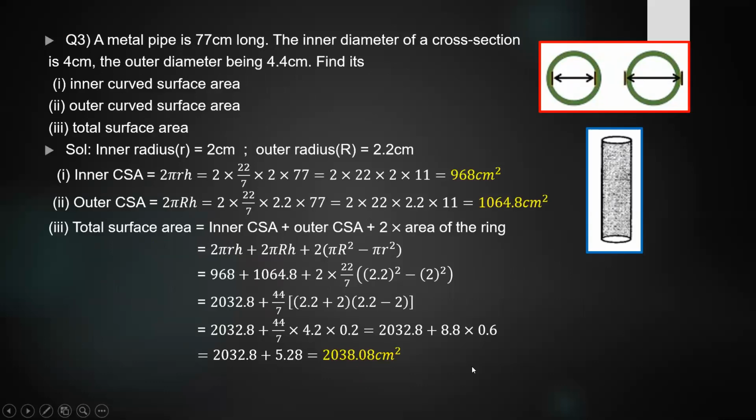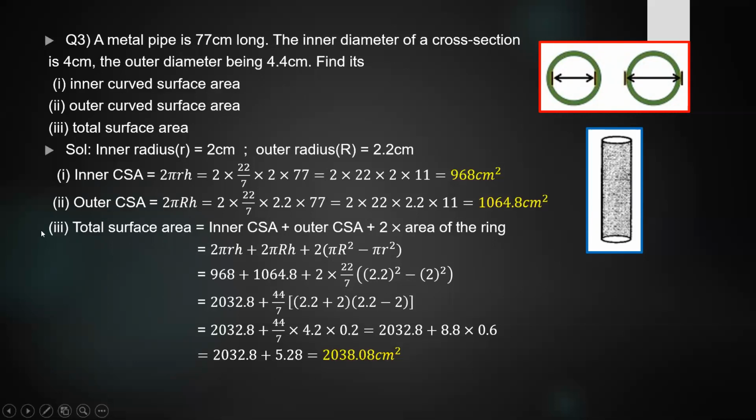Next question, question number 3. It's an important question. A metal pipe is 77 centimeters long. The inner diameter of a cross section is 4 centimeters. The outer diameter being 4.4 centimeters. Find its inner curved surface area, the outer curved surface area, and the total surface area.